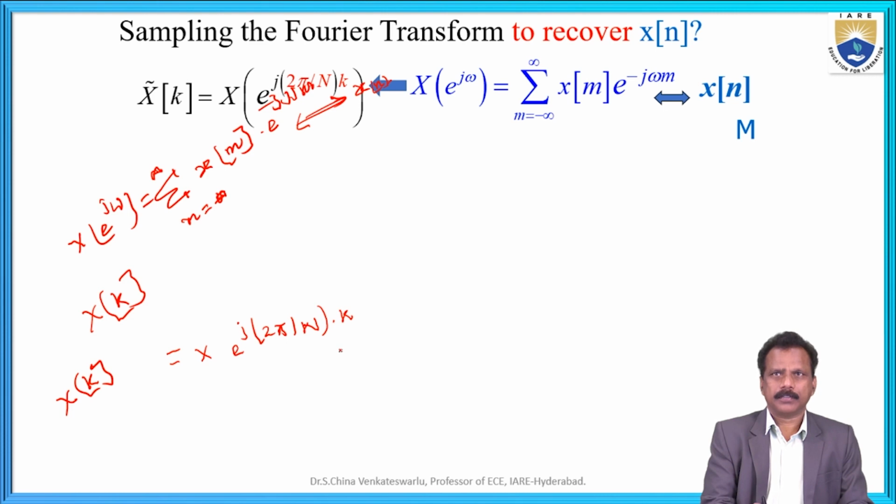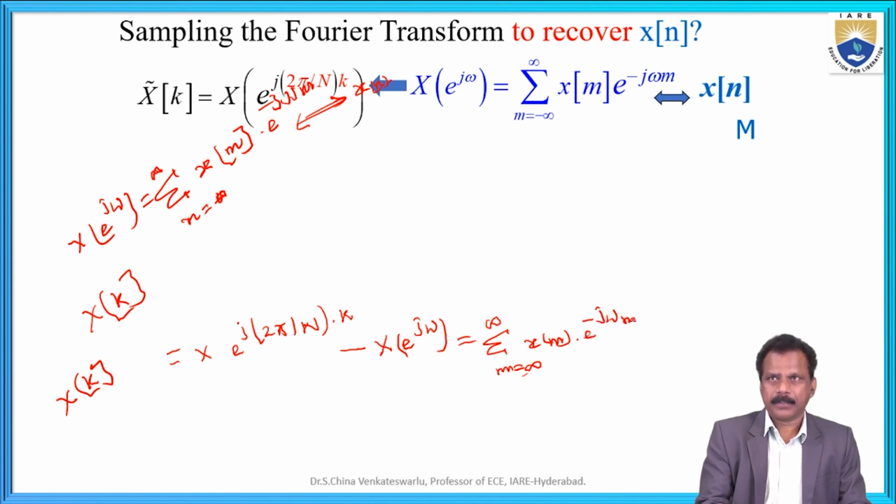After using all this, we are to verify that x of e power j omega is equal to the summation over small m from minus infinity to plus infinity of x of m into e power minus j omega m, to verify that x of n.